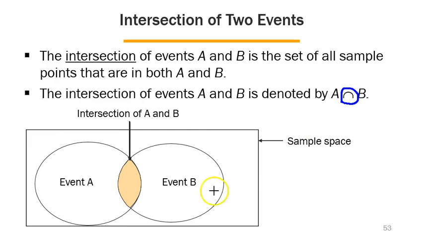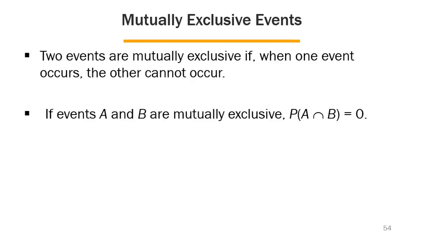All right. Two events are mutually exclusive if, when one event occurs, the other cannot occur. So if events A and B are mutually exclusive, the intersection of the two events is 0, or I should say the probability of the intersection of the two events is 0.